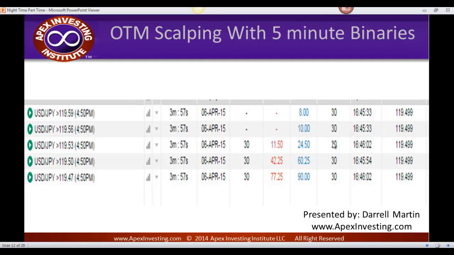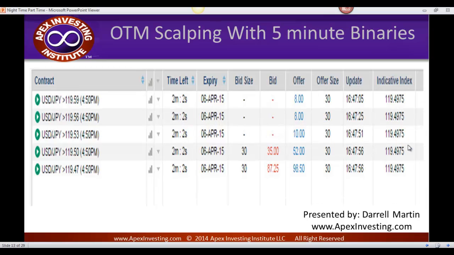Okay? So, 119.499. Now, with 2 minutes to go, the market's at 119.497. It's gone down a little bit, right? What's it priced at? $10. So we had some time pass, getting closer to expiration, and the market dipped down just a little bit. This went from 25 to 10, right?